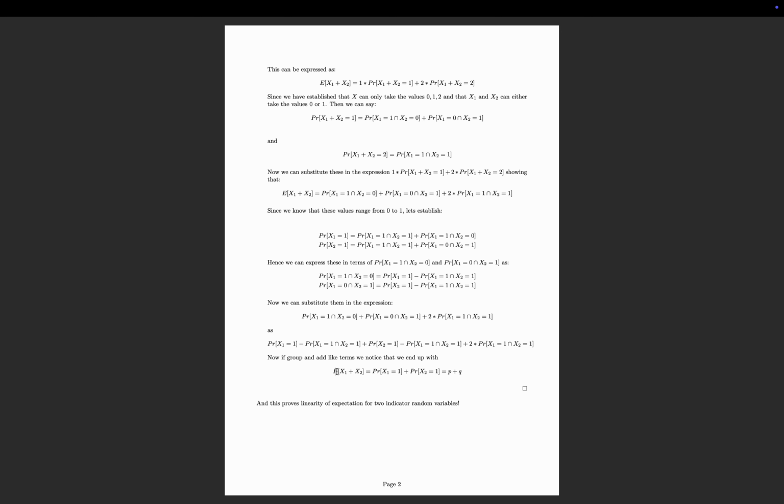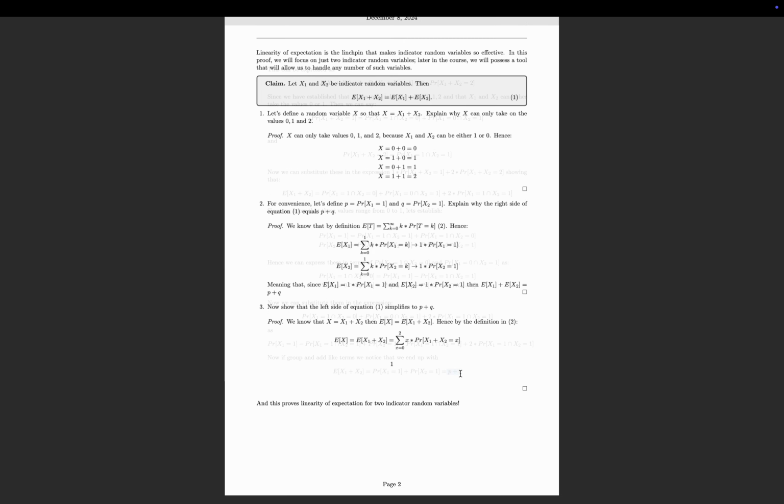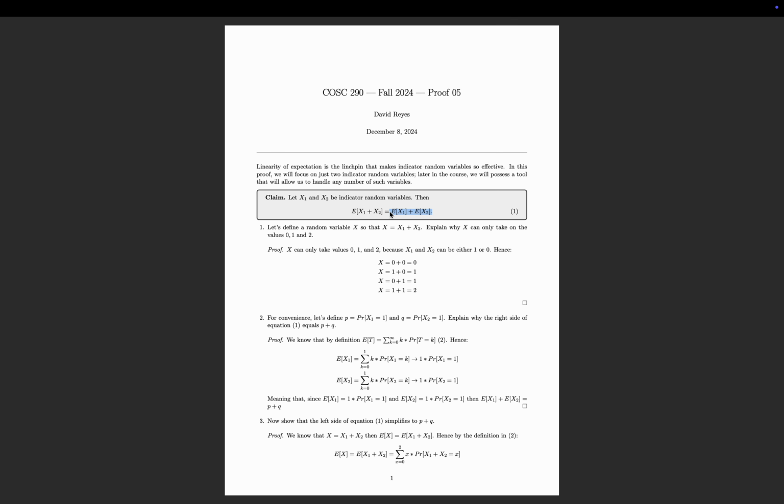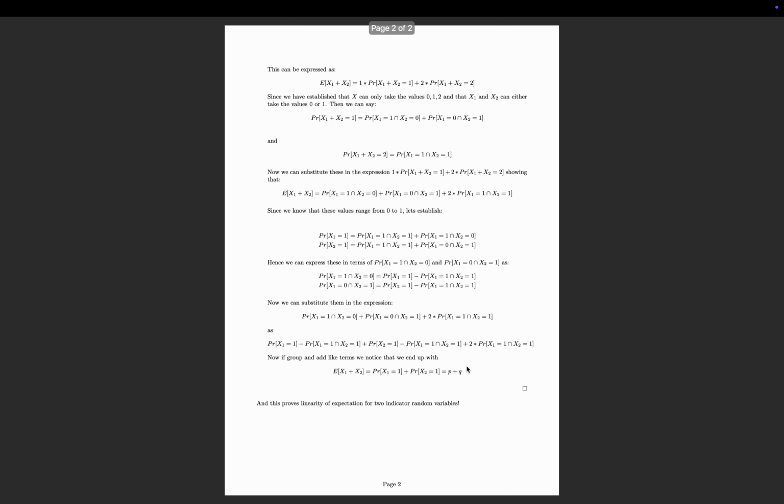So that proves that the expected value of x1 plus x2 is equal to the probability that x1 is equal to 1 plus the probability that x2 is equal to 1, which would be equal to P plus Q. And we have already established that P plus Q is equal to the right side of this equation. So this is how we prove linearity of expectation for two indicator random variables. Thank you.